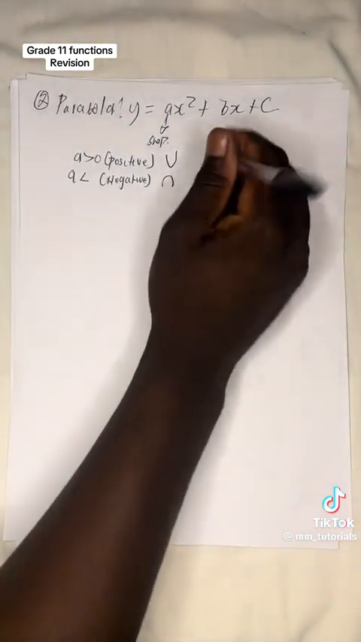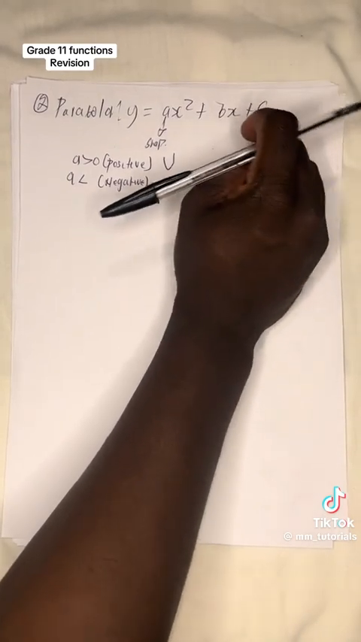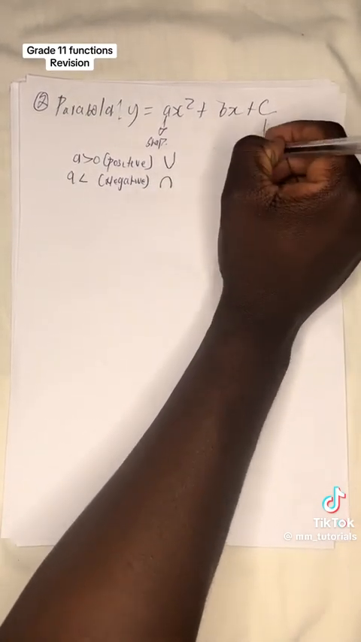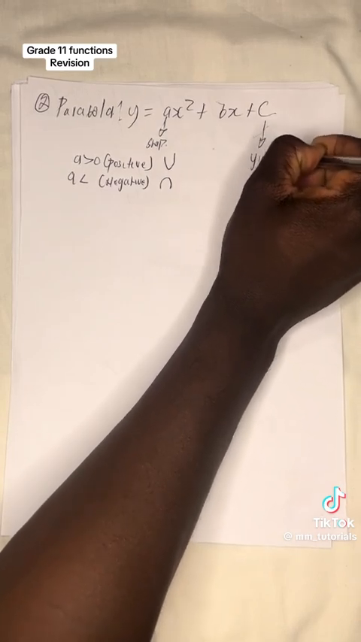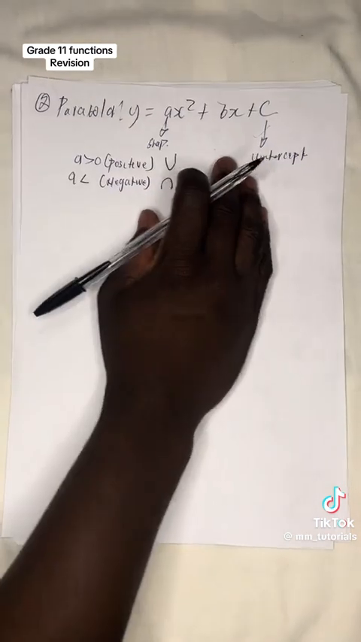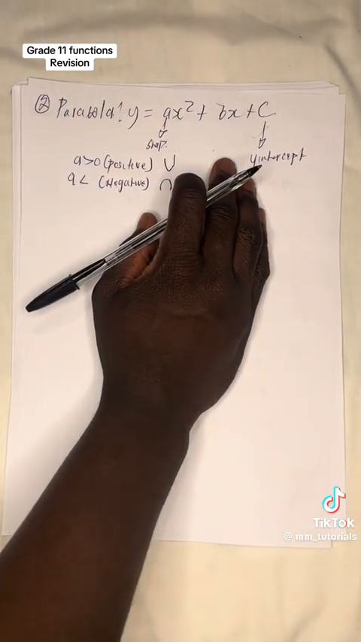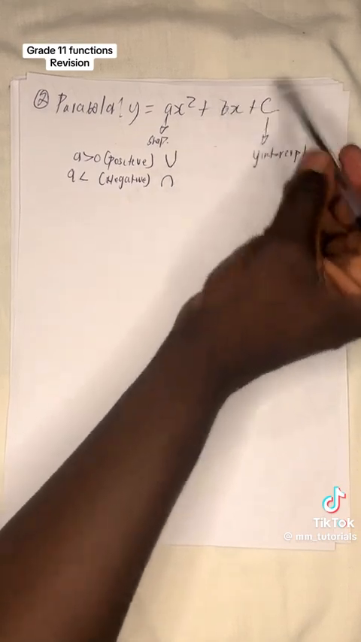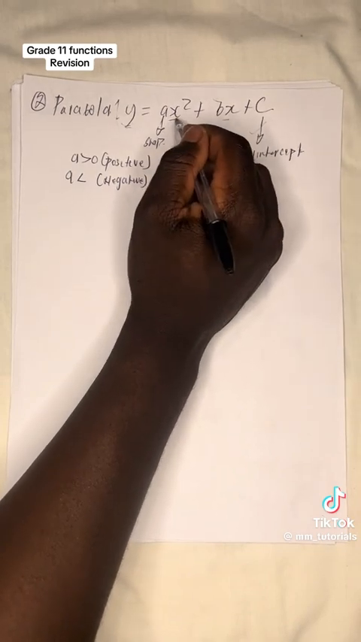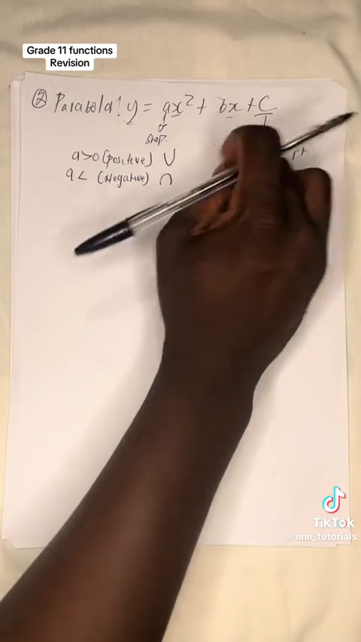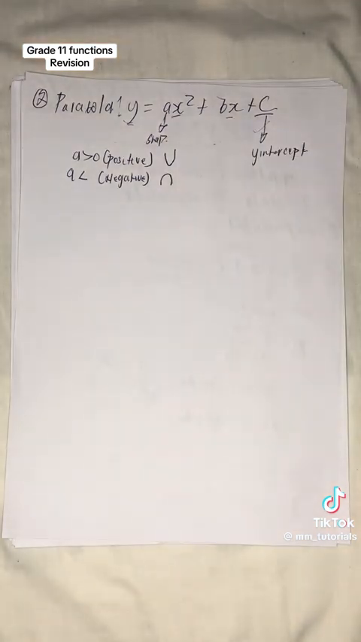Let us now go back to c. What does c represent? Your c here also represents your y-intercept, which is the same as in the straight line function. How do we know this? When we want the y-intercept, we make x equal to 0. If x is 0, we are left only with c. This makes c your y-intercept.